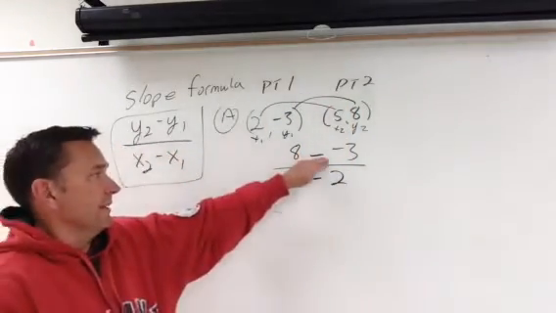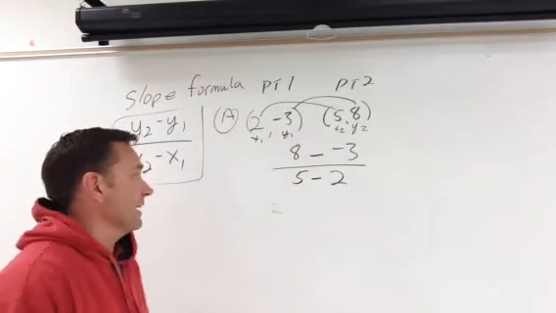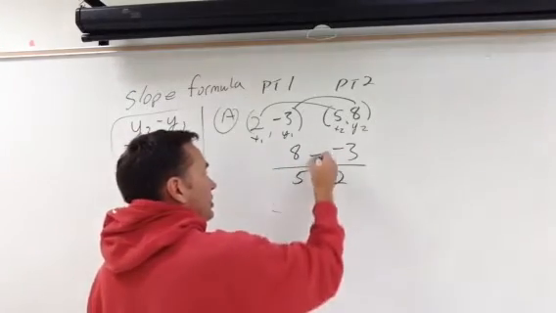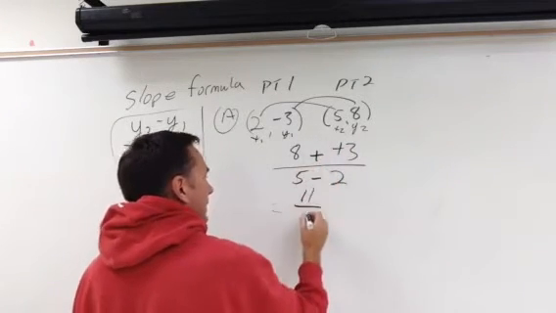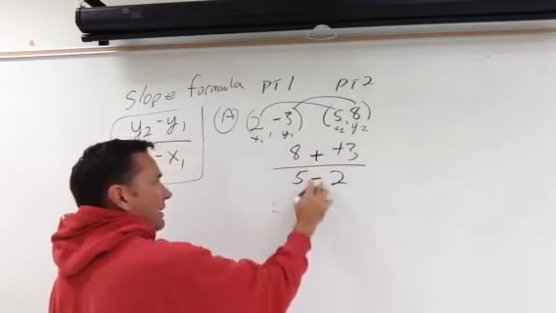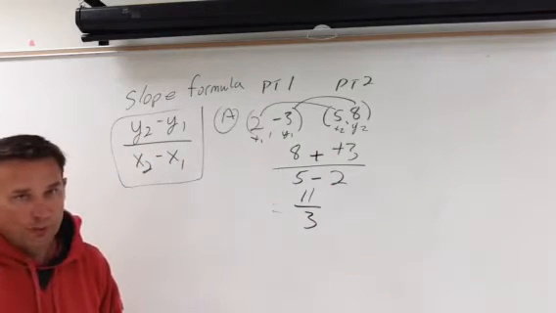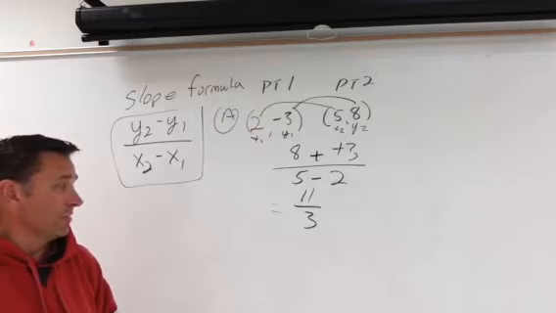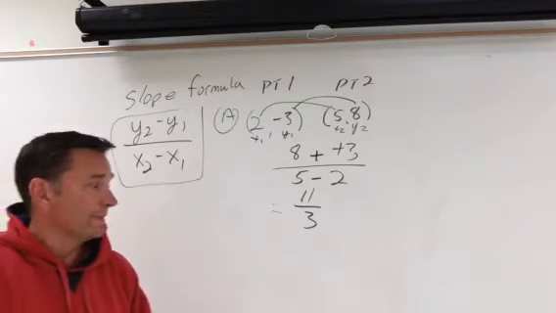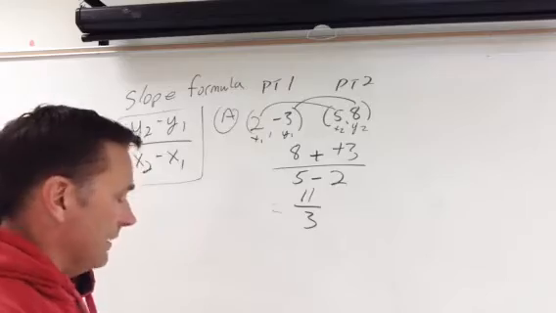Now when you calculate these, pay attention to the negative signs. Minus a negative changes to plus. So this fraction ends up being 11 over 3, because 8 plus 3 is 11. 5 minus 2 is 3. Leave it as an improper fraction. We don't want to change this to 3 2/3 or 3.667. Leave it as a fraction.